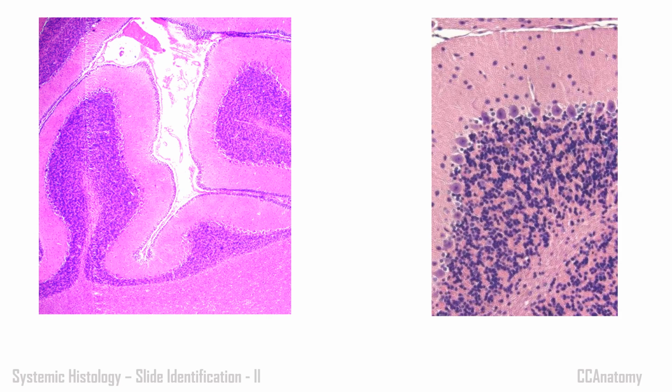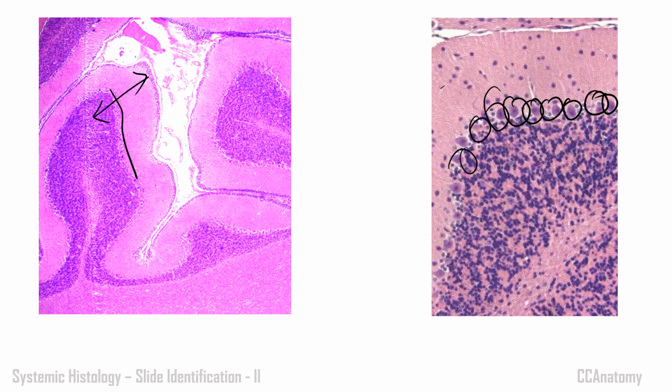Then it's one of the easiest slides to identify. That tree-like appearance, arbor vitae appearance. Okay, there are three layers. This middle one, if you closely observe in high power, you can see there is a single row of cells. This cell layer is known as the Purkinje cell layer.